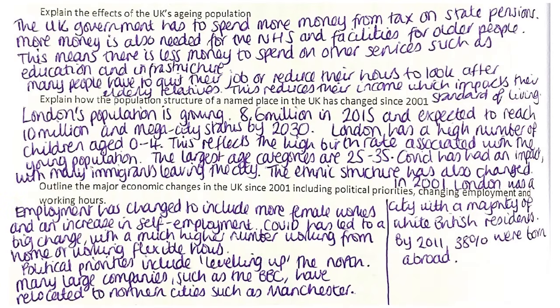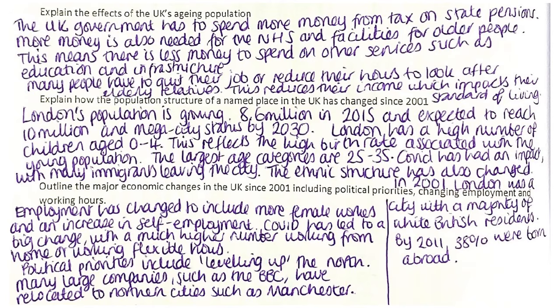Explain the effects of the UK's ageing population, we've talked about. Explain how the population structure of a named place in the UK has changed. So this would be London. So London's population is growing. It was 8.6 million in 2015, expected to reach 10 million and megacity status by 2030. High number of children aged 0 to 4, which reflects a high birth rate associated with the young population of London. Largest age categories 25 to 35. COVID has had an impact with lots of the immigrants leaving the city. Ethnic structure has changed from 2001 to 2011.